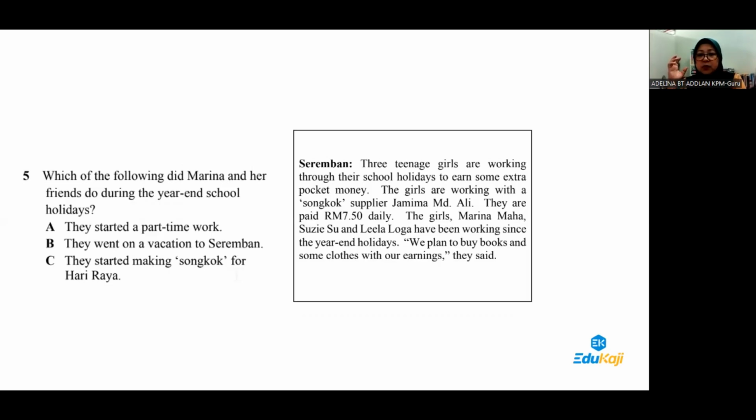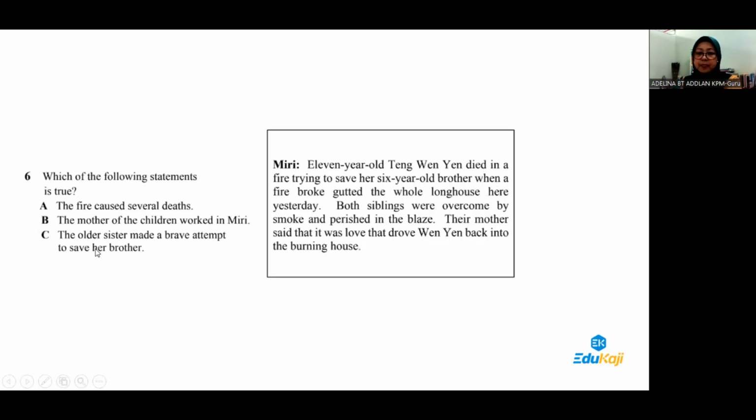About 3 teenagers who are working through their school holidays to earn some extra pocket money. Right. So here it talks about a girl working with some supplier, how much money do they earn, how are they being paid, are they being paid daily, are they being paid monthly, and the plans of these 3 girls. What were they planning to do with the money once they have completed their part-time job. Okay. Here again, already given you the 3 choices.